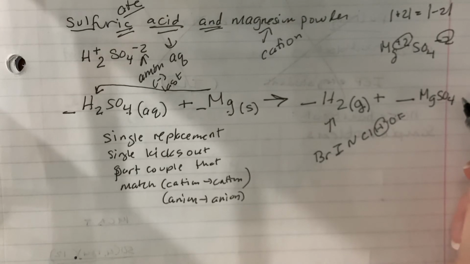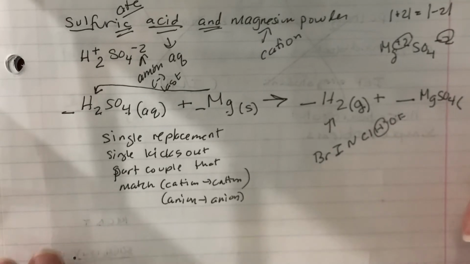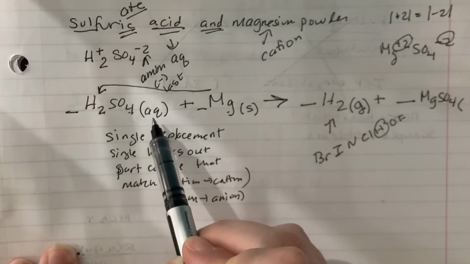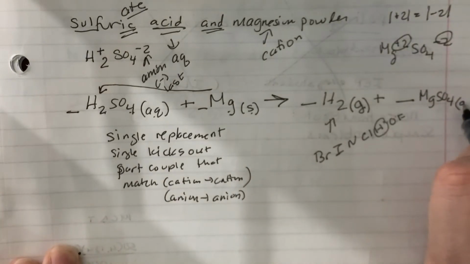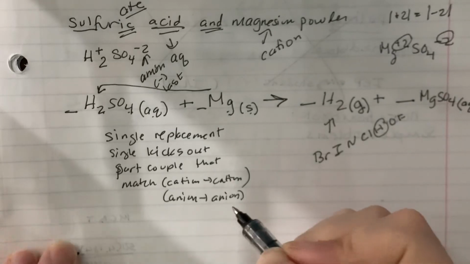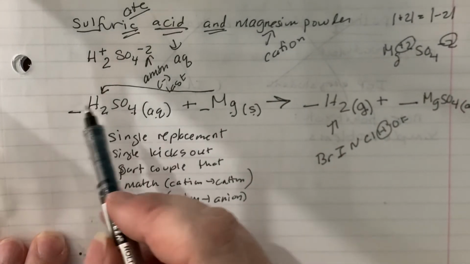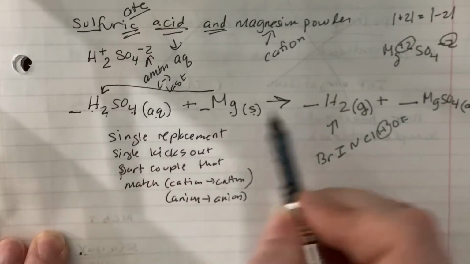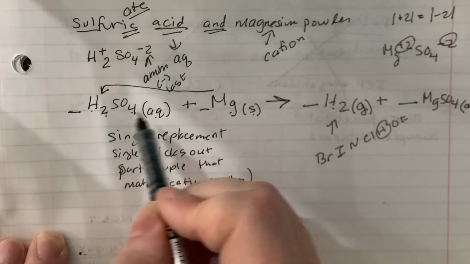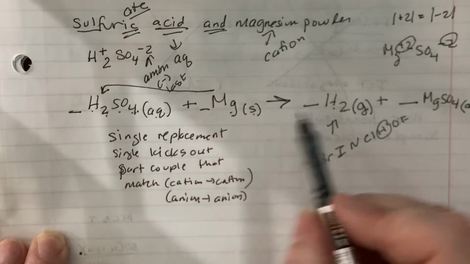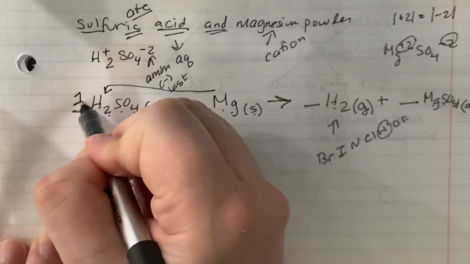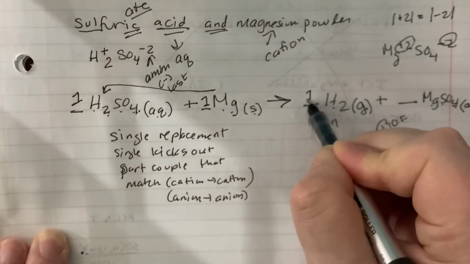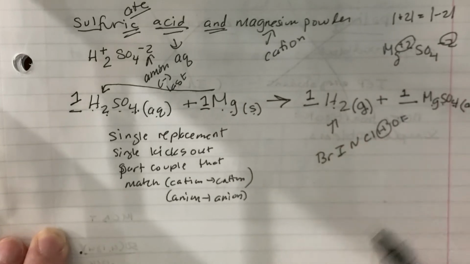Okay, for your level, if it asks for state symbols, you could guess aqueous or solid because both of those are options to you. I'm going to tell you that it's probably aqueous. So, all right, and let's balance. 2 hydrogens, 2 hydrogens, 1 sulfate, 1 sulfate, 1 magnesium, 1 magnesium. It came already balanced, so I'm just going to fill in those ones there for the coefficients.